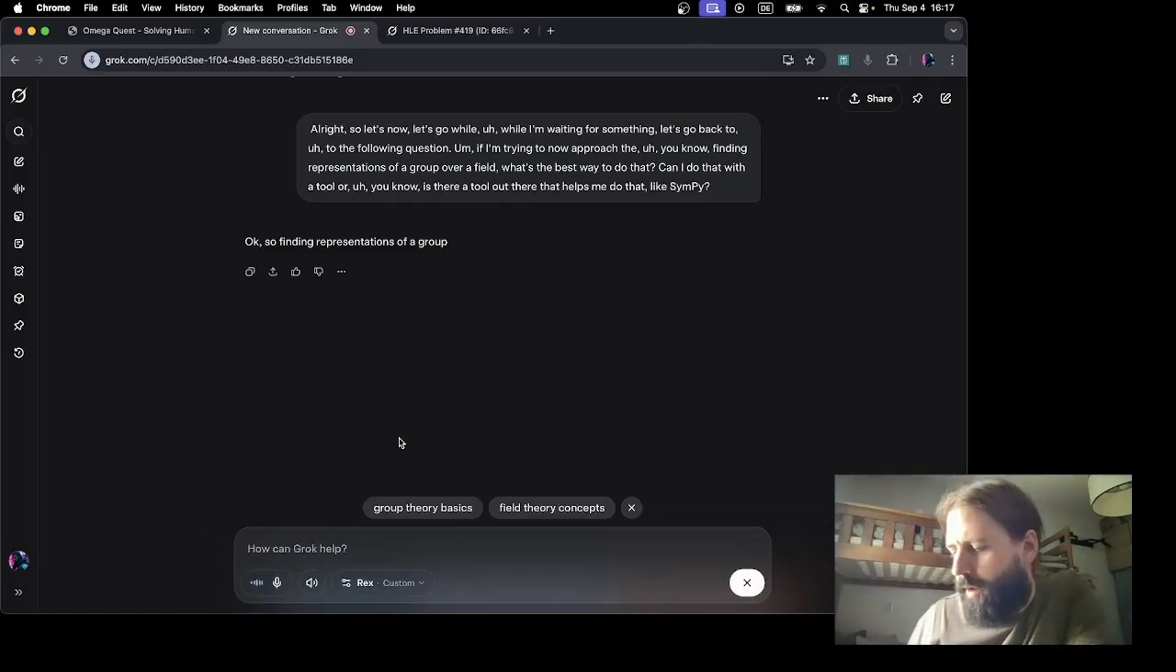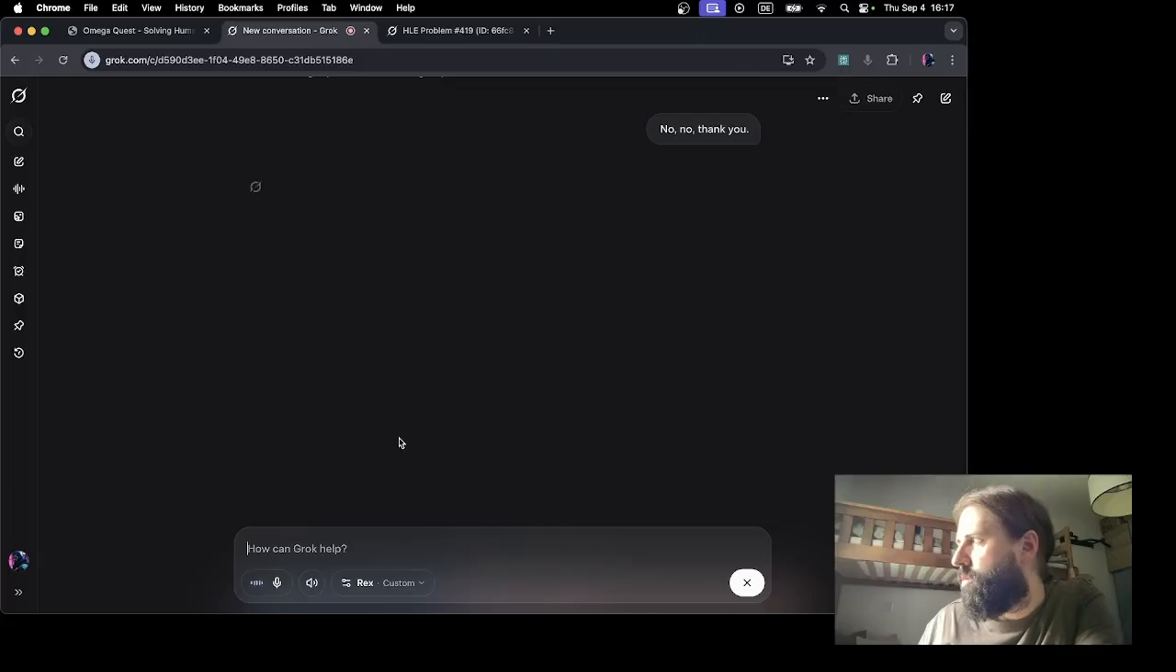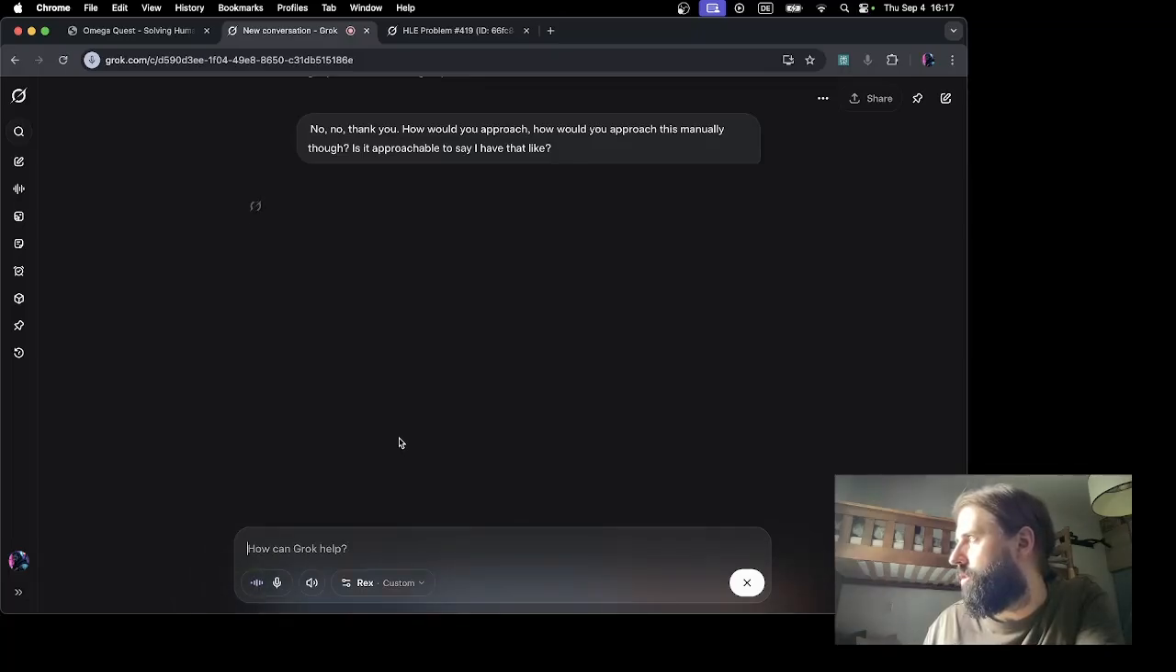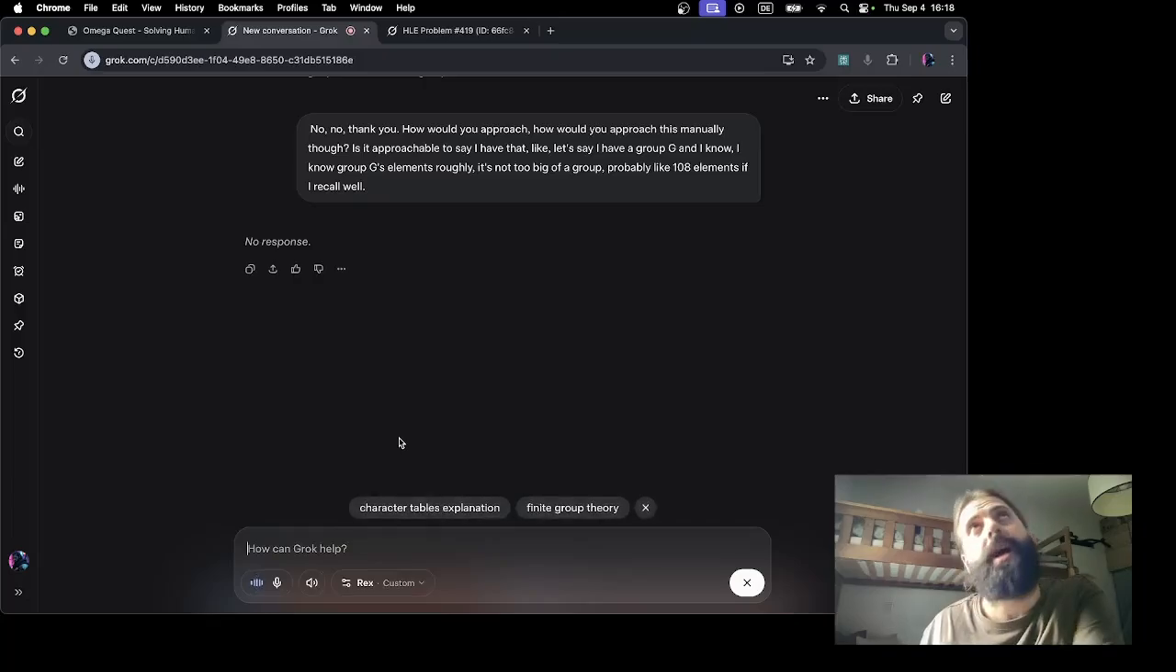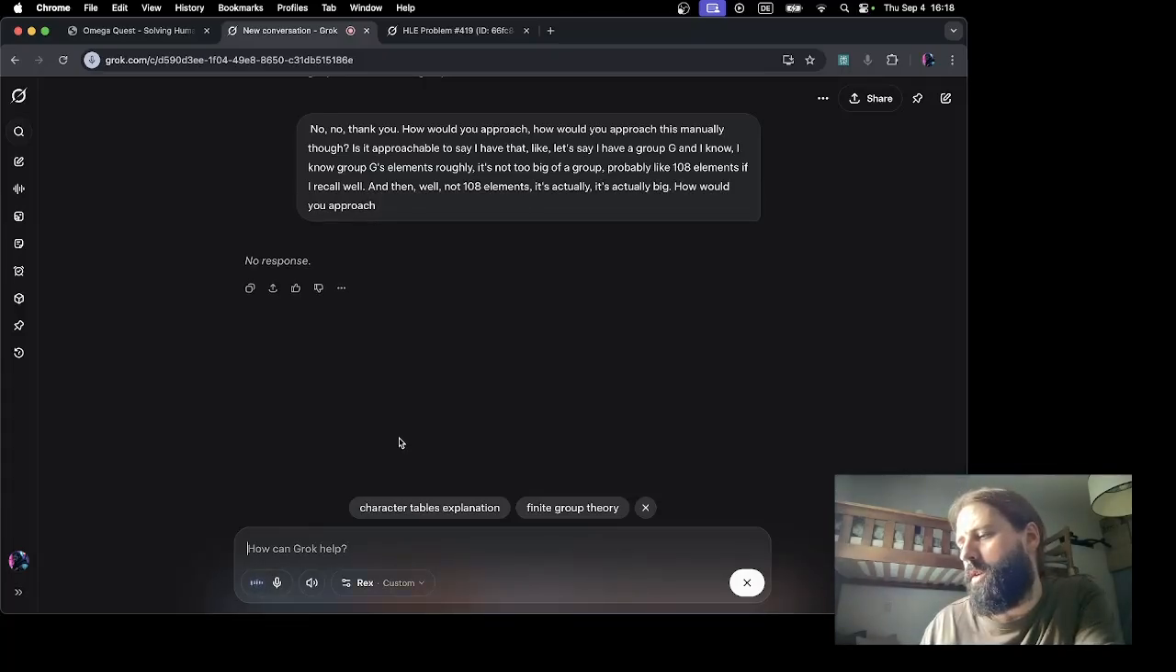No, thank you. How would you approach this manually though? Let's say I have a group G, and I know group G's elements roughly. It's not too big of a group, probably like 108 elements, if I recall well. How would you approach looking for the blocks, looking for the representations of that group over a field of characteristic 2?